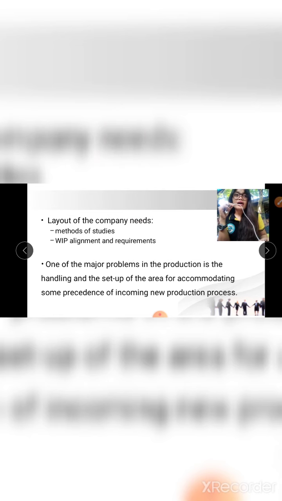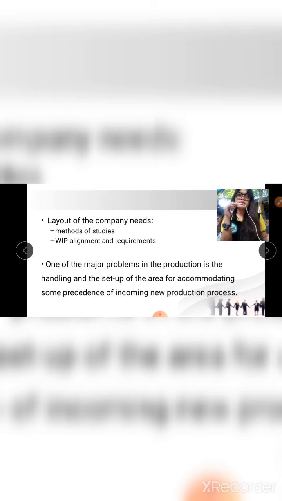and is a tool for evaluating the capacity of the process, WIP or work in process alignment and requirements. It is for schedule data entry for faster means of production. So the layout is very important to set up the procedures of production from the start to the end of the flow in the process.